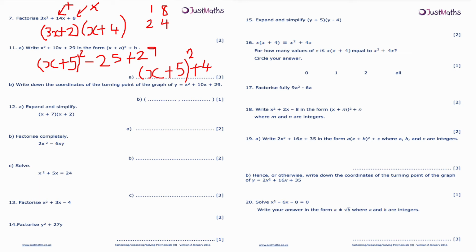So it's the opposite sign here for the x value. So it's going to be minus 5 and it's going to be positive 4. So the coordinates are minus 5, 4 for the turning point. Turning points just means the point at which the graph changes its gradient, essentially. So it's changing its gradient at that point.